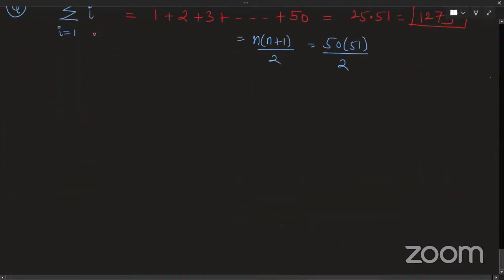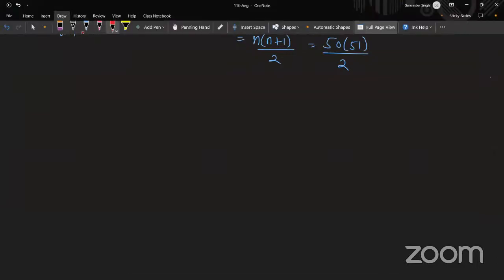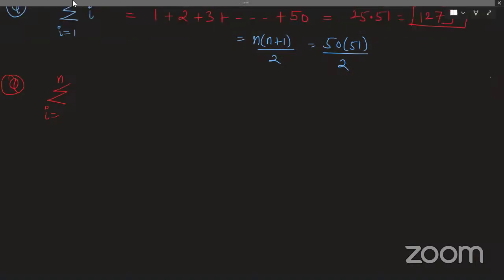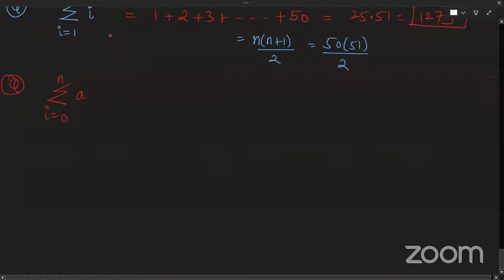Similarly, if I give you a question as sigma I equal to 0 to n of A r raised to I, can you tell me what I am asking you basically? What is this sum equal to? Sum of a GP, correct. Geometric progression.